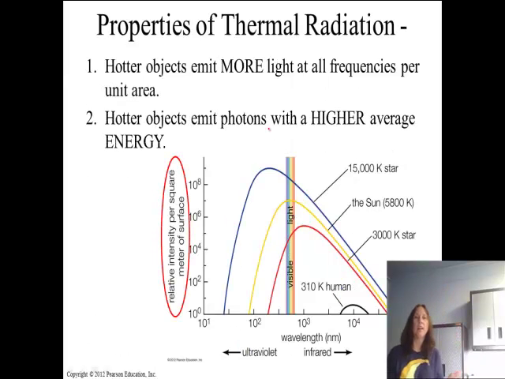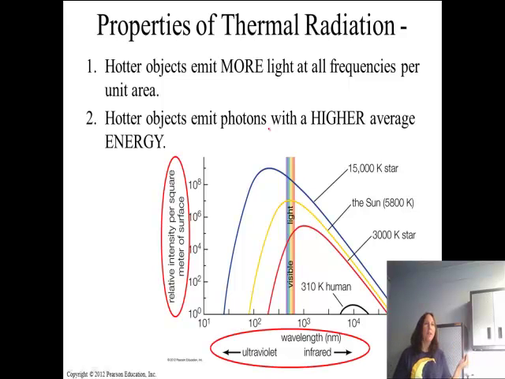So just in general, to summarize these, again, Wien's and Stefan-Boltzmann's law, basically: the hotter an object, like we saw that hot star, 15,000 Kelvin, the more light it will emit at all frequencies. Okay, so the higher up the curve is, the cooler the object, the less energy it will emit at all frequencies.